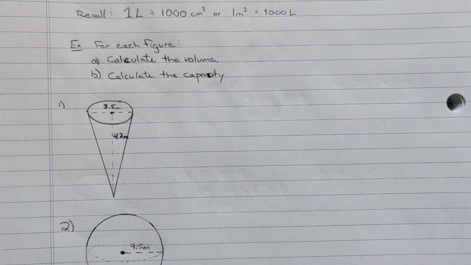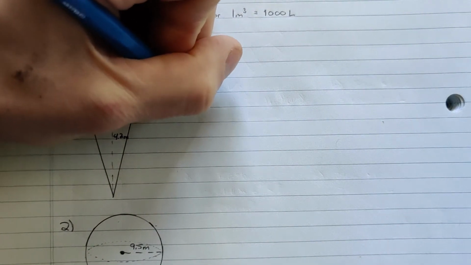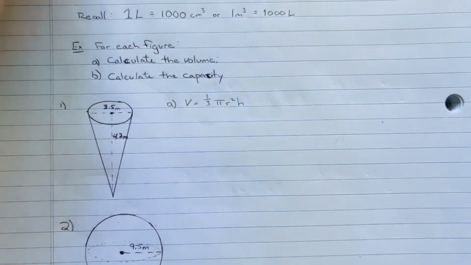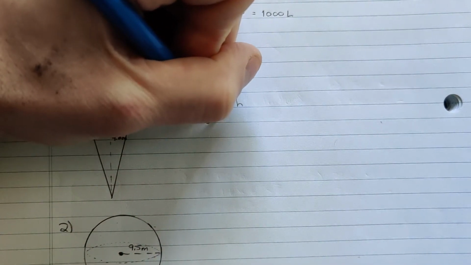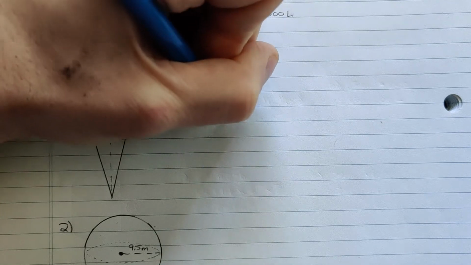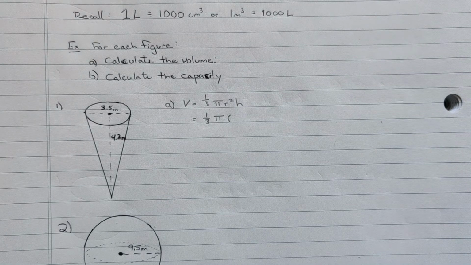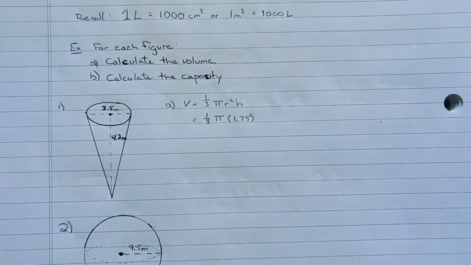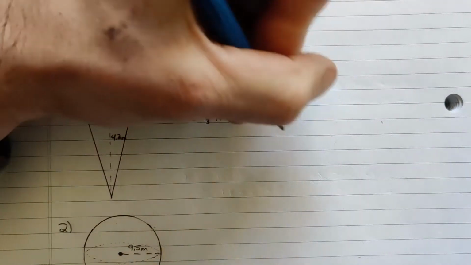So we're going to start with our cone. So for part A here, the volume of that cone is equal to 1/3 pi r squared h. And so we have 1/3 times pi times the radius. Well, this whole thing across is 3.5, and that would be our diameter. So our radius is half of that. Half of 3.5 is 1.75. We just divide that by 2. And then our height is 4.2 meters.